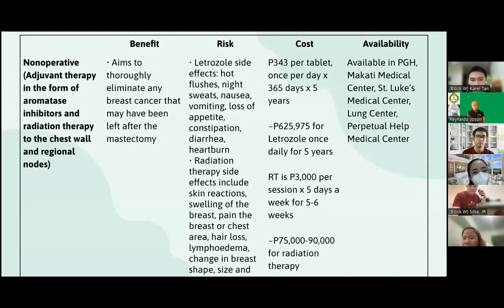And then for the cost, on my research, for example, letrozole would cost 343 per tablet once per day, then for 5 years, that would be around 625,000 or 626,000. Then there's radiation therapy, which costs around 3,000 per session times 5 days, depending on the institution as well. So it can cost around 75 to 90,000. But these are again available in PGH, and our patients are able to benefit from financial aid for these. Next slide, please.